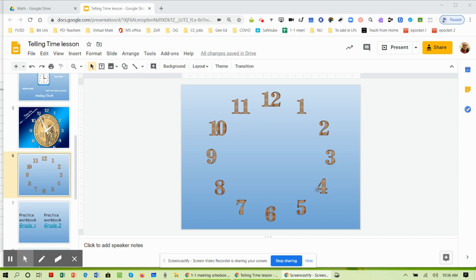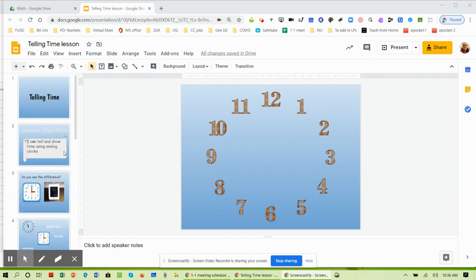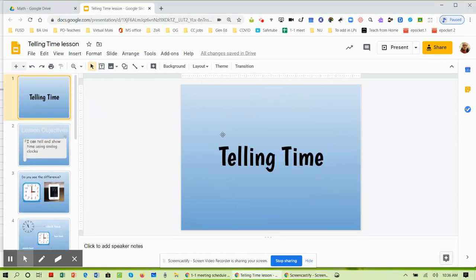Okay, we are going to learn how to tell time from an analog clock. So, telling time is an important skill. We need to know if you have to plan what you're going to do. Everything that we do, we need to see the time.